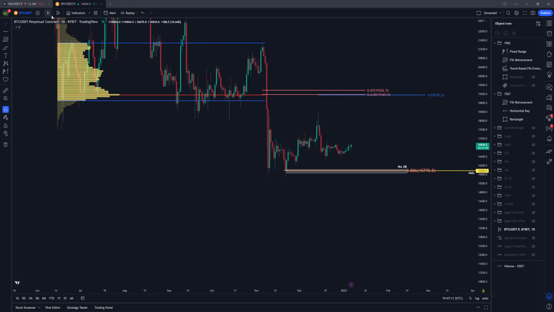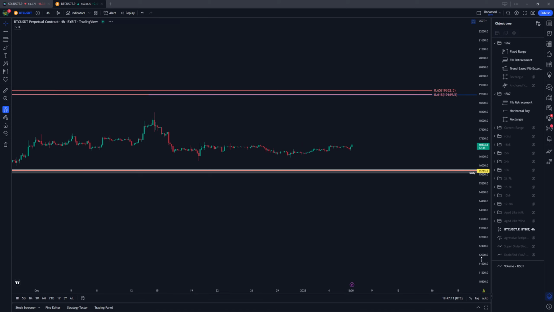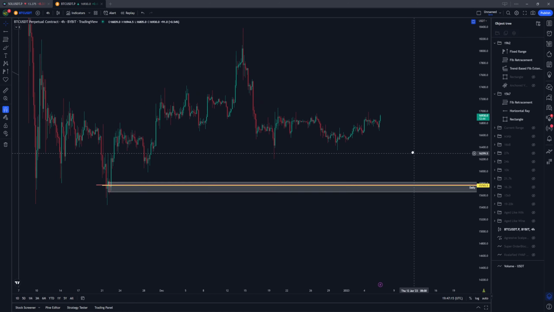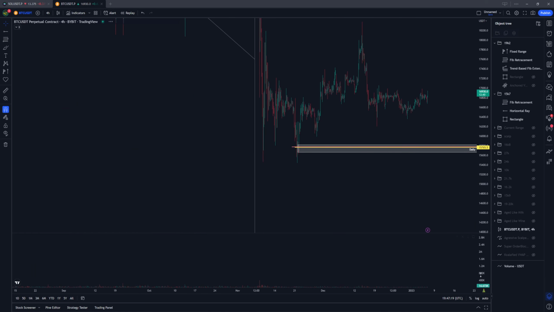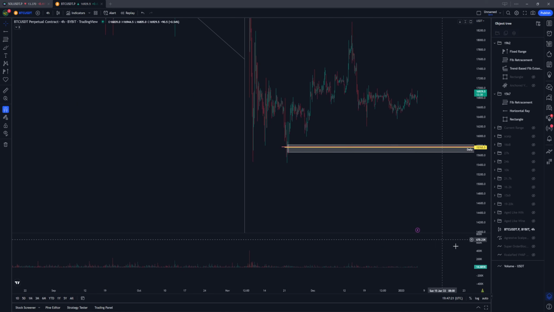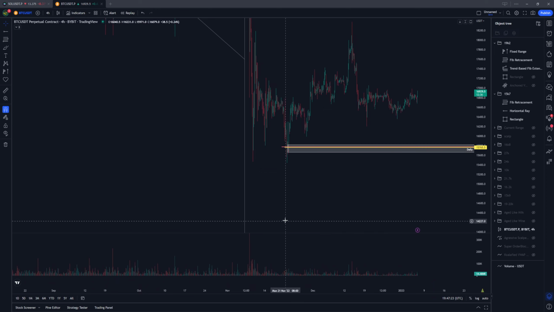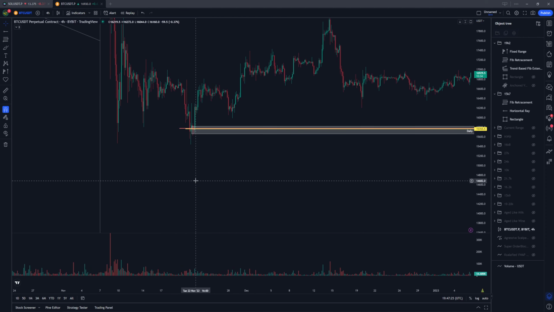Additionally, on the 4-hour chart, there's an order block here, and these can provide pretty good reactions. Let's go ahead and look at the volume here, relative volume in that area, just to get an idea. This order block isn't too much of a high relative volume order block, but it's an order block nonetheless.